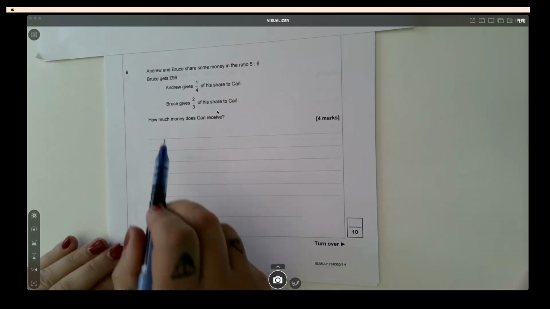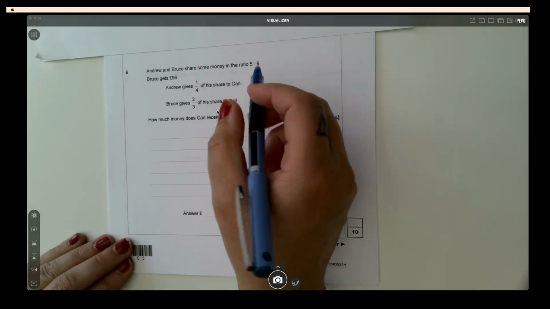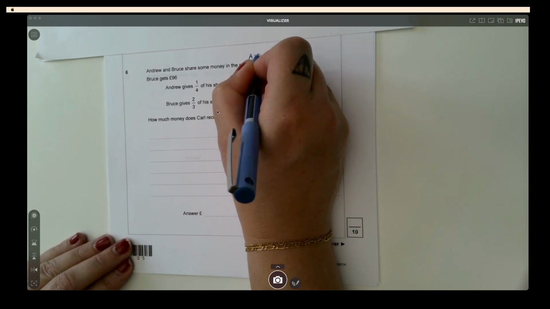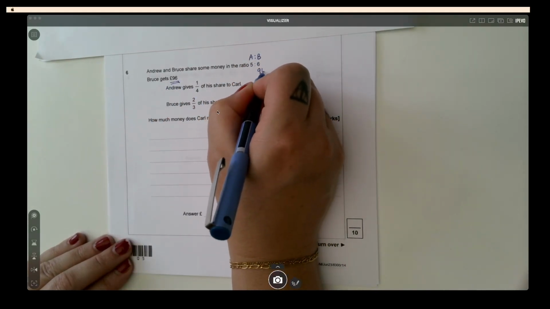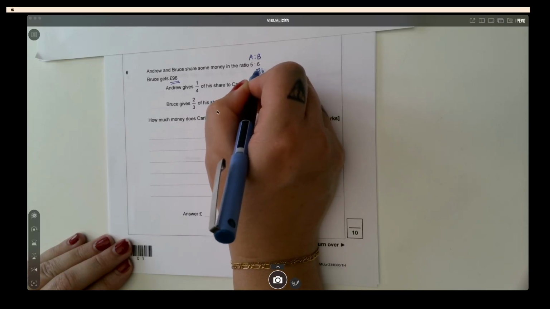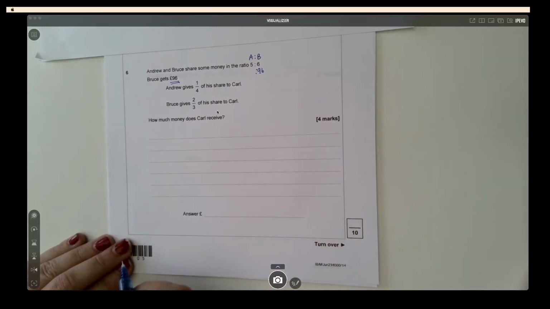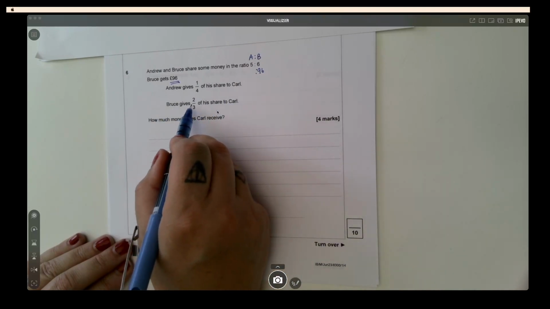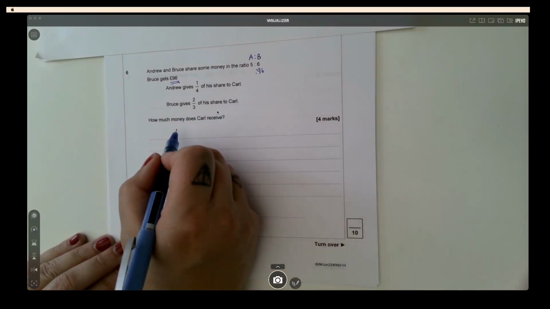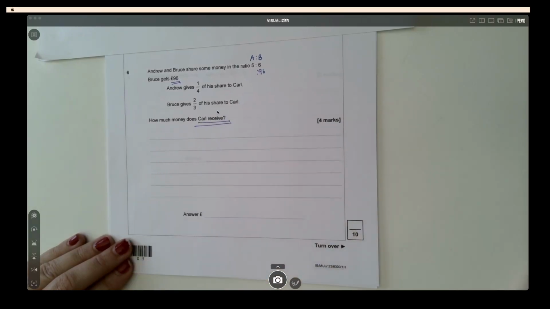Question 6. Andrew and Bruce share some money in the ratio 5 to 6. Andrew and Bruce. Bruce gets £96. So Bruce, his part of the ratio in real terms is worth £96. Andrew gives 1/4 of his share to Carl. Bruce gives 2/3 of his share to Carl. How much money does Carl receive?